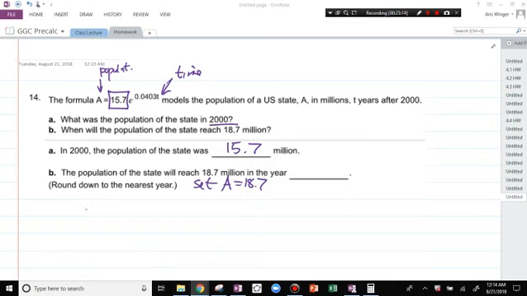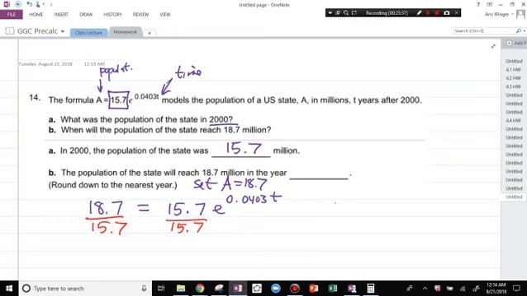So then 18.7 equals 15.7 e to the 0.0403t. What I would like to let you know is that even though it may look ugly, we're not going to do anything differently than what we've been doing before. We're going to go ahead and solve for t. We're going to divide both sides by 15.7 because we're currently multiplying by it, right?